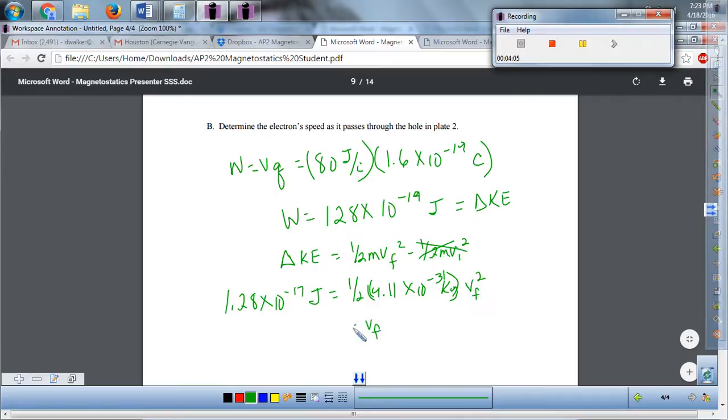So I'm going to pause and get the calculator and figure out what that speed is, and then I'll come back and we'll finish this up. So the calculator gave me a value of 5.3 times 10 to the 6th meters per second for the final speed. So that should be fine. All right, let's go on to part C.